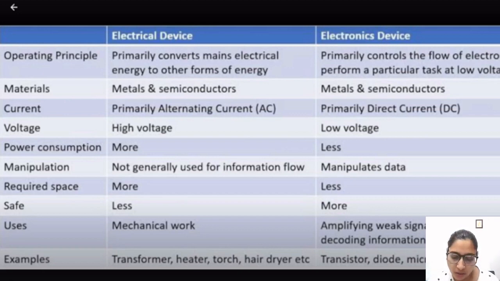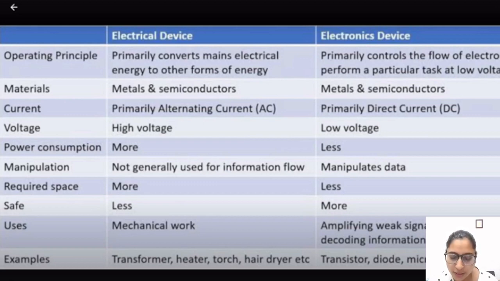Okay, we need a converter here. So power consumption is more in electrical devices and less in electronic devices. If I talk about voltage, electrical devices are high voltage devices, electronic devices are low voltage devices. They work on 0 to 12 volts.